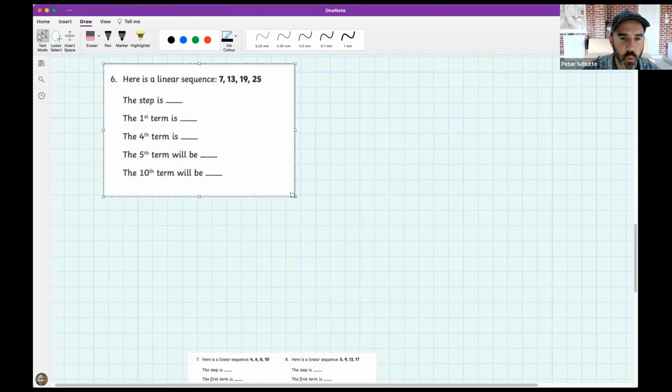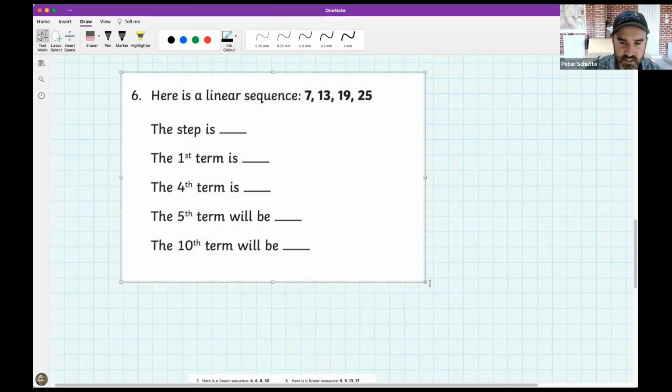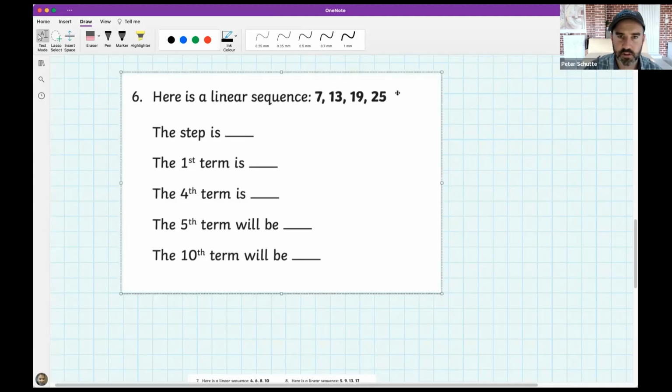Okay, let's just do 1 more of these, and then I promise we can move on. So here is a linear sequence, and I want everyone to complete this, and then we're going to take a quick break. And then after that, we are going to go on to formulas.